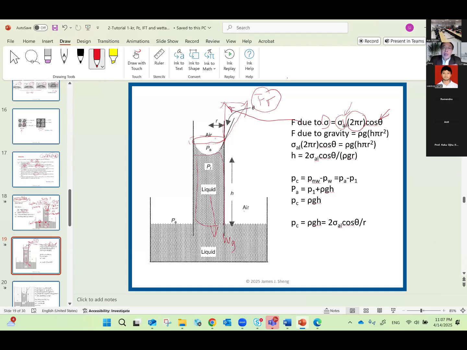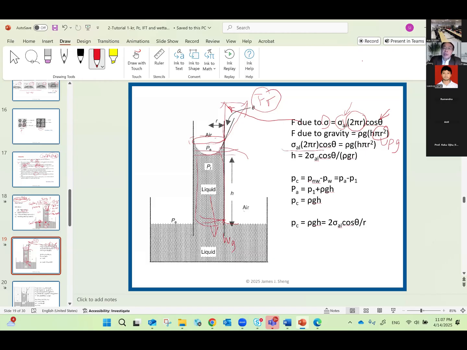And then what is gravity? Gravity is simply this, right? This column should be rho g. What is the volume? Volume is pi r squared, that's the area, multiplied by the height. That total volume multiplied by rho becomes mass, multiplied by g, the gravity constant, will be the gravity force. So these two forces must be equal when this water does not move anymore, right?